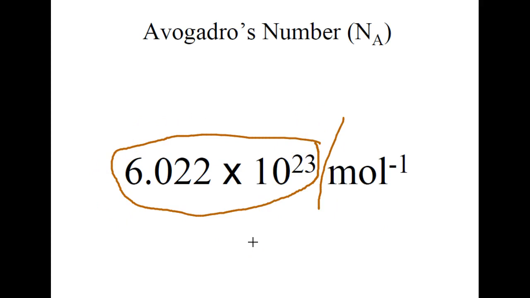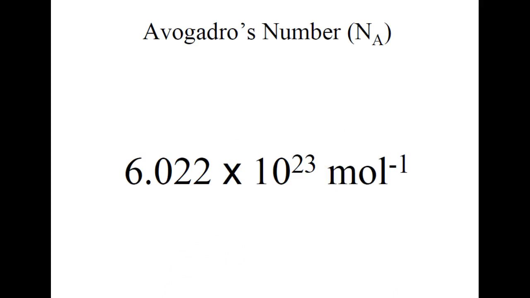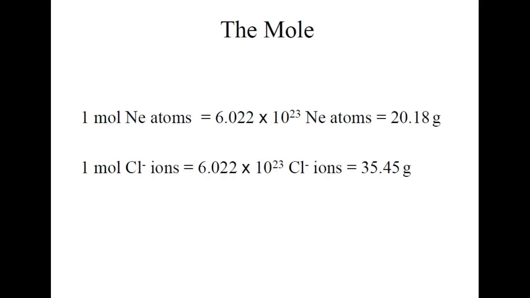Remember, it's like a dozen of something. There's 12 in a dozen. There's 6.022 times 10 to the 23rd in a mole. So we're going to use that to do some conversions. The most helpful thing about a mole is that it allows us to tell how many of something are in a sample by its mass. There is no way for us to count atoms, but if we can measure the mass of a sample, we can relate that to how many atoms are in the sample.